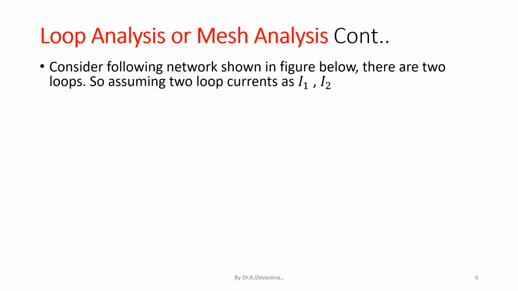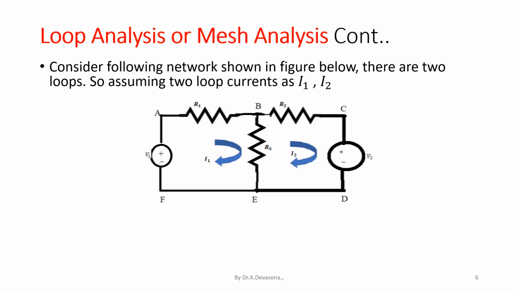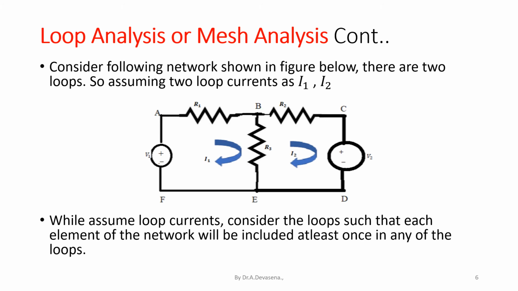Consider the network shown below. There are two loops, so we assume two loop currents, I1 and I2. This is the representation for the loop analysis. While assuming loop currents, consider the loops such that each element of the network will be included at least once in any of the loops.